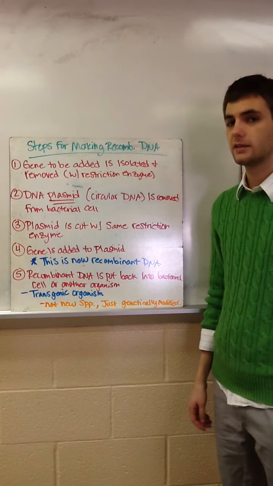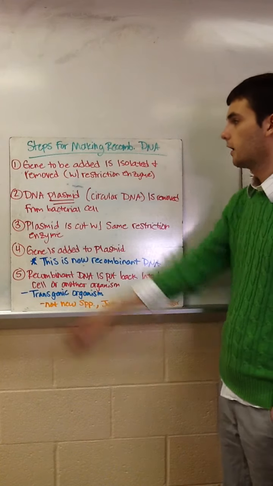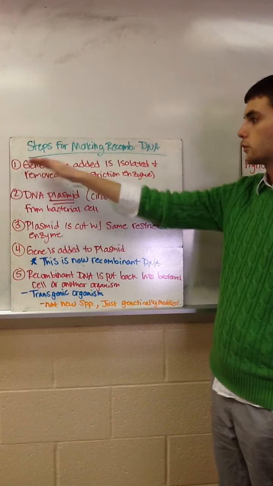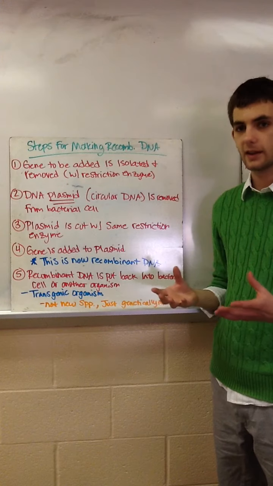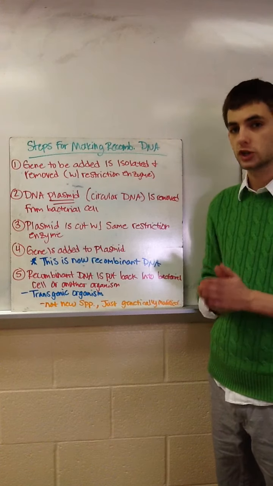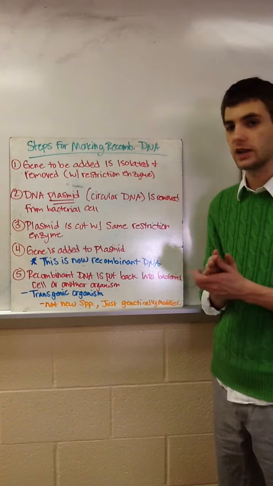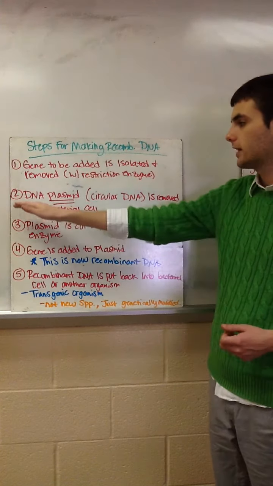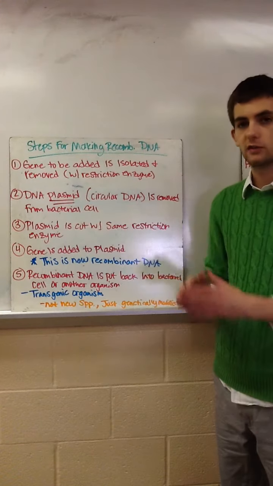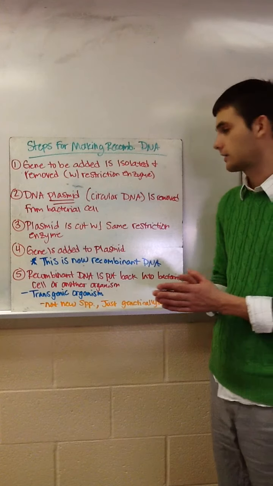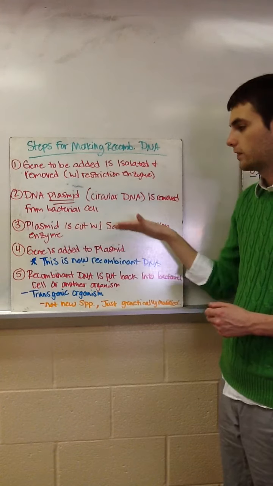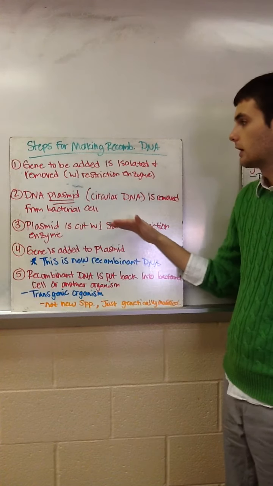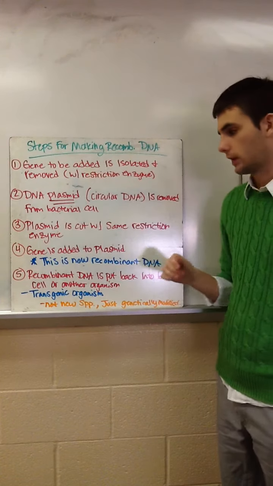There are 5 main steps to making recombinant DNA. The first is to remove the gene that we're interested in by isolating it and using a restriction enzyme to cut that gene out. We then take a DNA plasmid, which is a circular piece of DNA found in bacteria, and we cut that plasmid with the same restriction enzyme that we isolated the gene with.